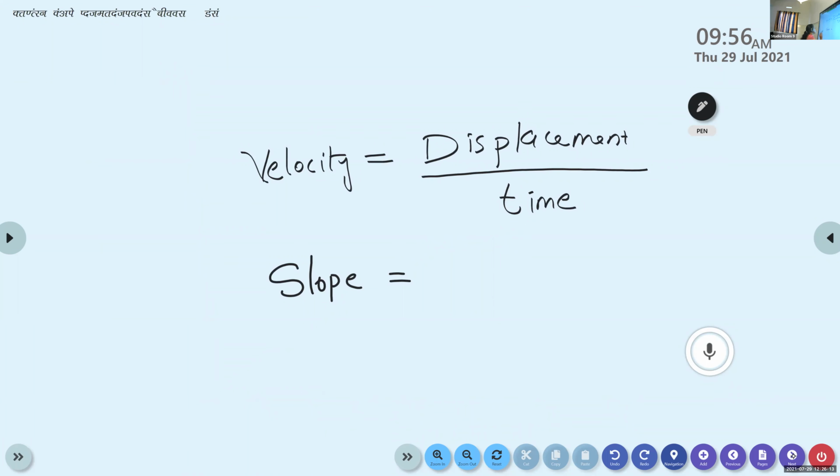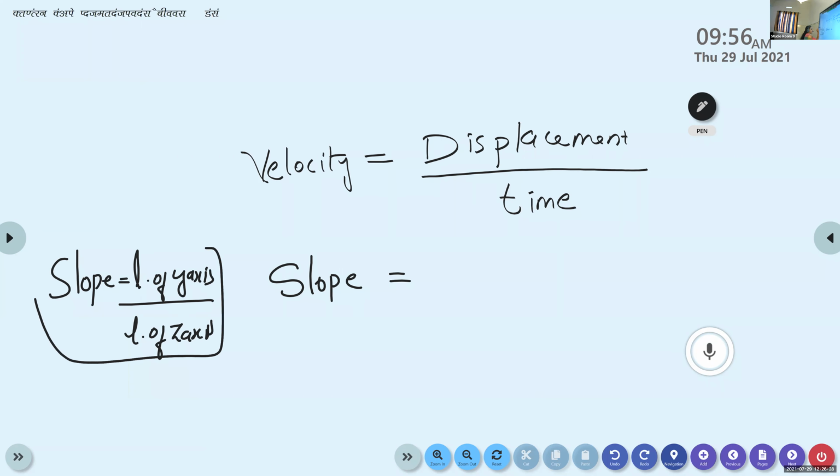We know that first of all you write the slope. Those who do not know, how can we calculate the slope? Slope means the length of the y-axis divided by the length of the x-axis. This is how we calculate the slope from a straight line.